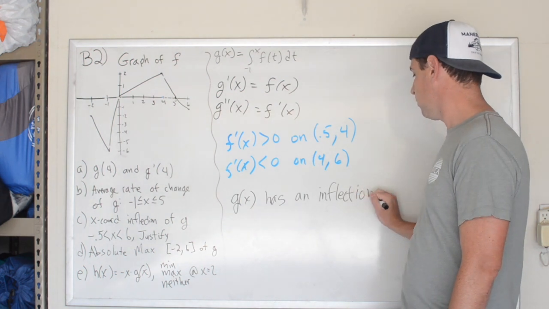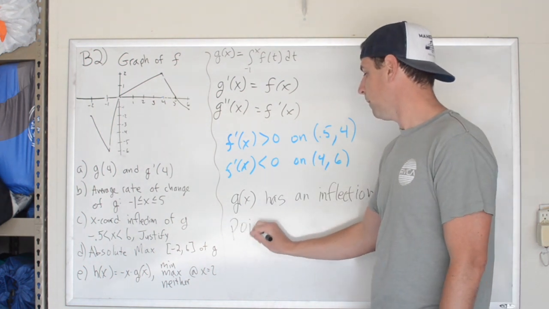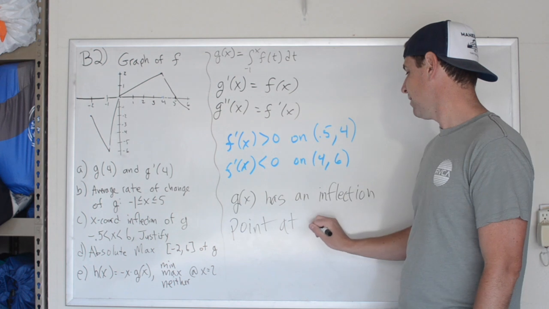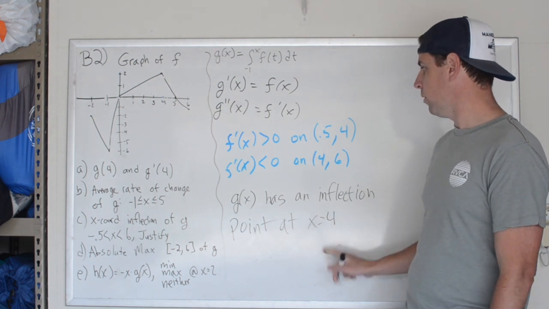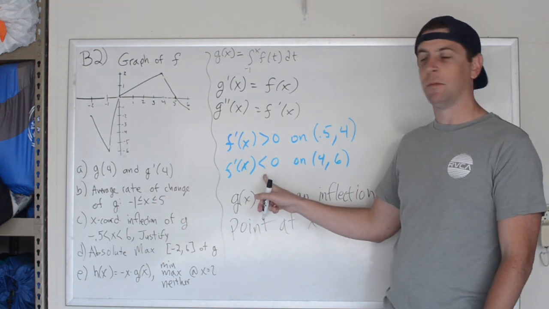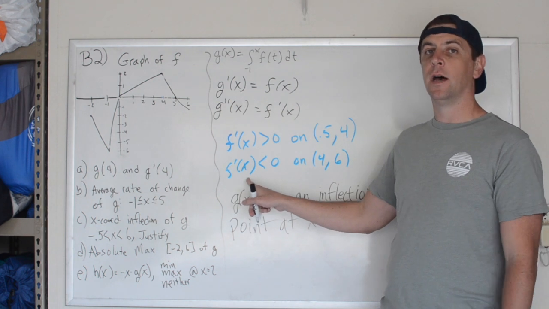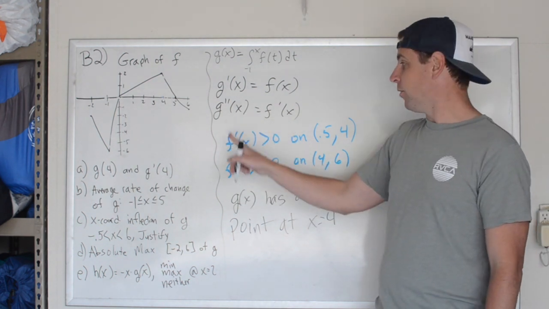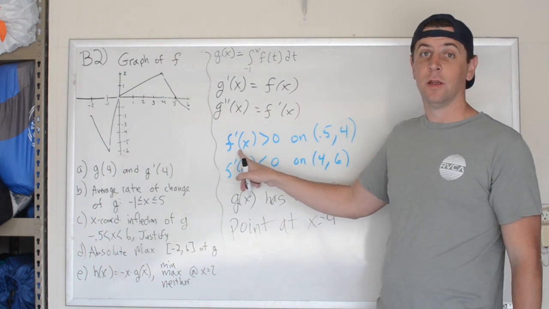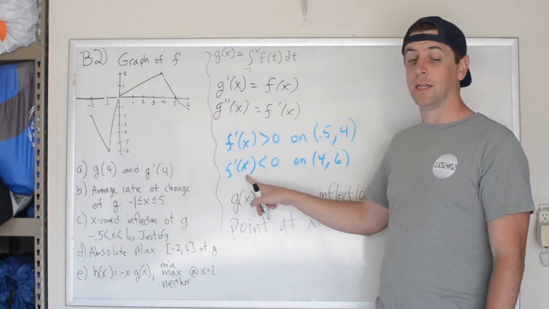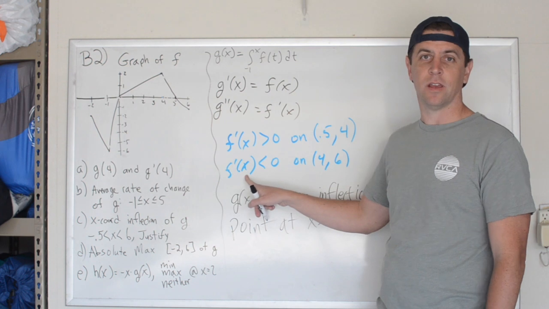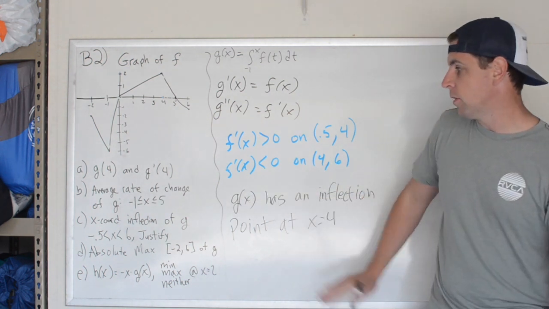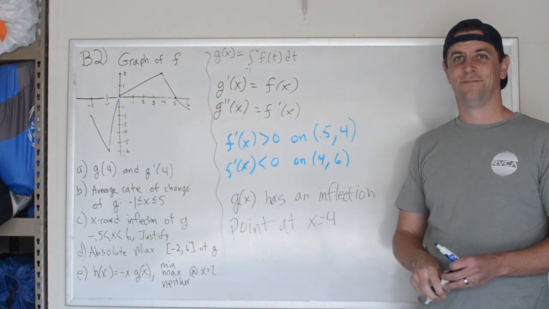Has an inflection point at X equals 4. This is my justification. I'm allowed to use F prime here because I defined F prime as equal to G double prime. Alternatively, you could have written G double prime here, going from positive to negative, proving the exact same thing. And there we go. We've answered part C for you.